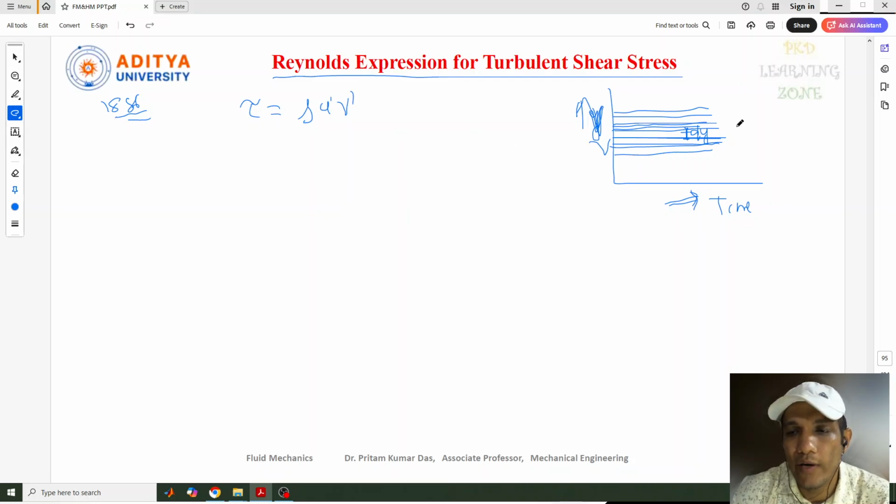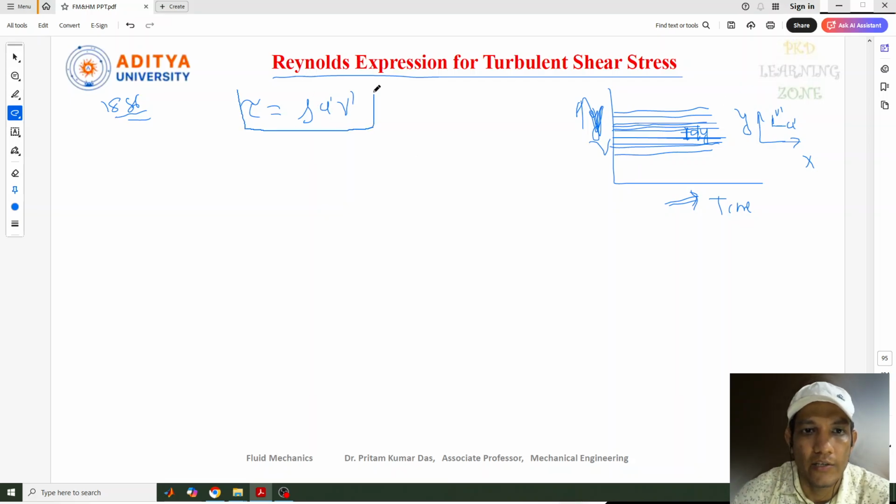See, what are u and v? Now u and v are nothing but the velocity in the x direction and the velocity in the y direction. This is the x direction and the y direction. So the velocity in the x direction, let's consider this is u dash. And the velocity in the y direction, let's consider this is v dash. So by considering these terms and conditions, he gave this equation.